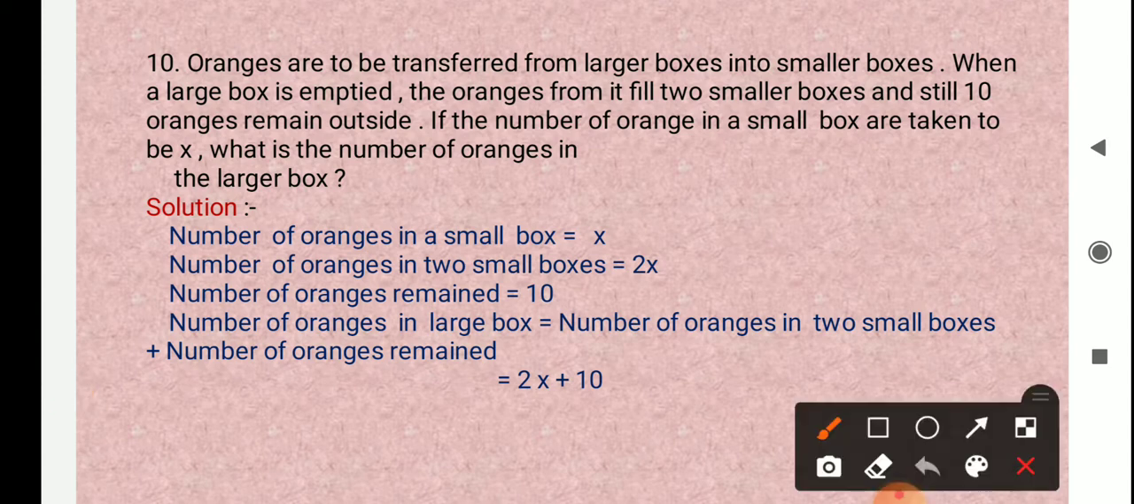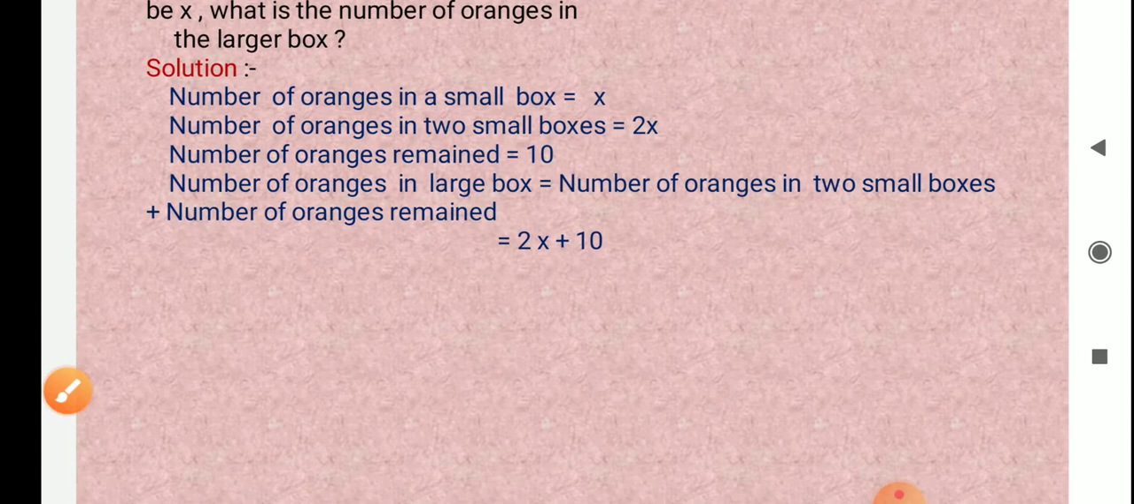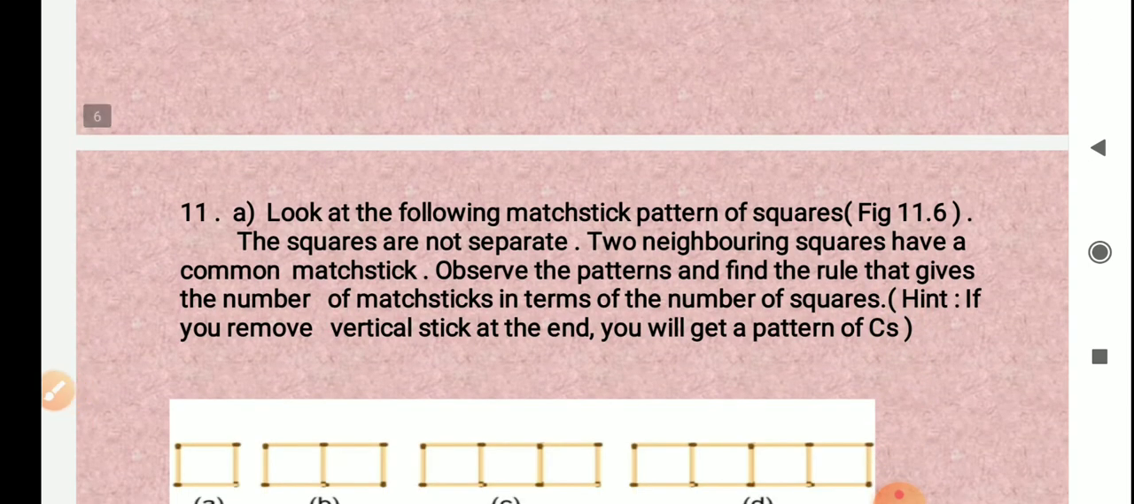But here we have to find the number of oranges in a large box. So how to find it? The number of oranges in 2 small boxes plus the number of oranges remaining. Here the number of oranges in 2 small boxes is 2x and the remaining oranges are 10. So we add it, we get 2x plus 10. So the number of oranges in the large box is equal to 2x plus 10. Now let's see the next word problem, 11.